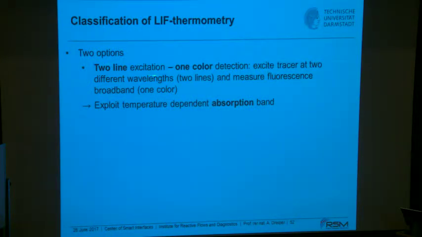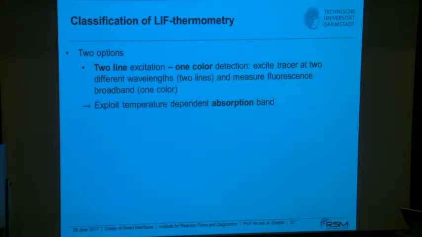One option is that you have a tracer which is excited at two lines. You take two lasers, and in the absorption band, an example will come, you excite the molecule to detect and then use a one-color detection. So independent of where the excitation takes place, maybe at lambda 1 and lambda 2, the fluorescence spectrum after the excitation is more or less the same, meaning that the detectors you're using are looking basically for the same spectral range. They use the same filters.